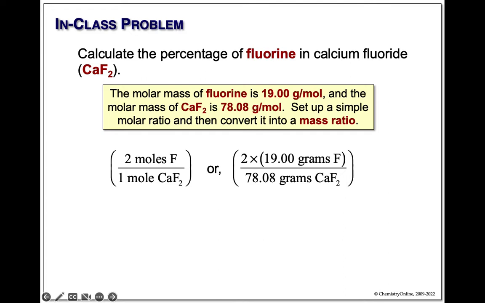divided by 78. When you have a coefficient like this, a subscript, simply multiply the molar mass by that subscript. We calculate this out, we get 0.48. Again, if the question is, what's the percentage? Multiply this by 100: 48.67%.